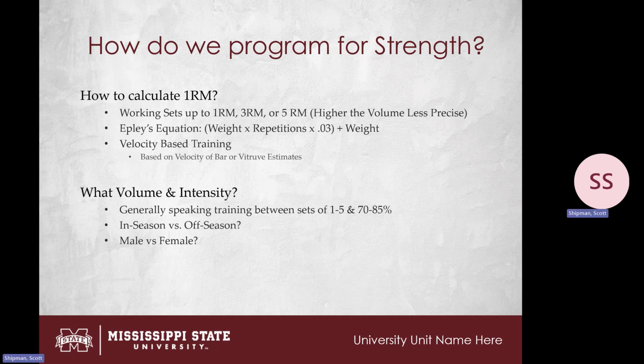What volume and intensity are we going at? Generally speaking, the majority of my sets and reps are going to fall between sets of 1 to 5 for 1 to 5 sets. And usually the majority of our training is going to take place at 70 to 85%. There are times where we're working 90% to 100%, but it's very few and far between.